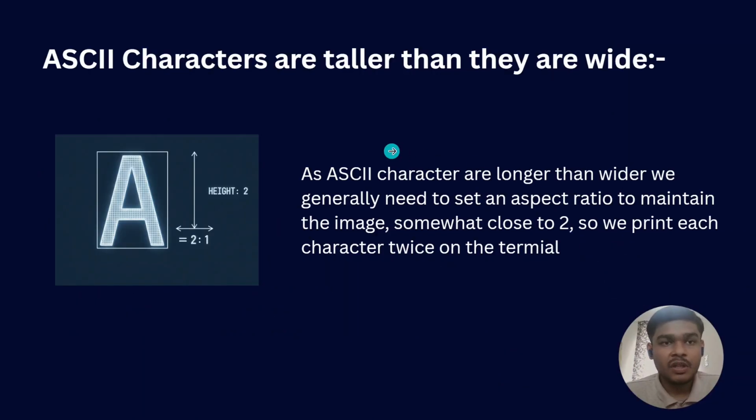Now, one problem that we face is that ASCII characters are taller than they are wide. See, here you can see A. It is almost double the height of its width. As ASCII characters are longer than wider, we generally need to set an aspect ratio to maintain the image. It is somewhat close to 2. It may vary a bit in the range from 1.8 to 2.2, but mostly it's 2. So we print each character twice on the terminal.